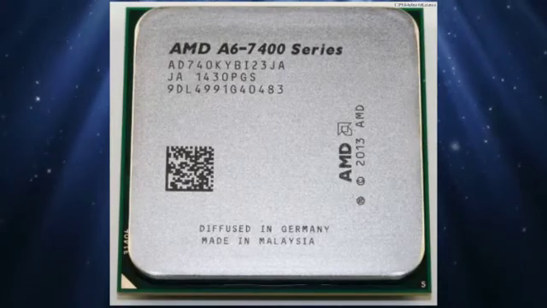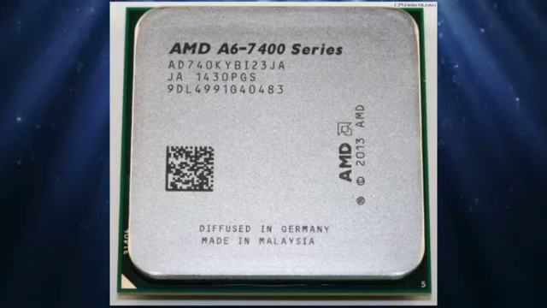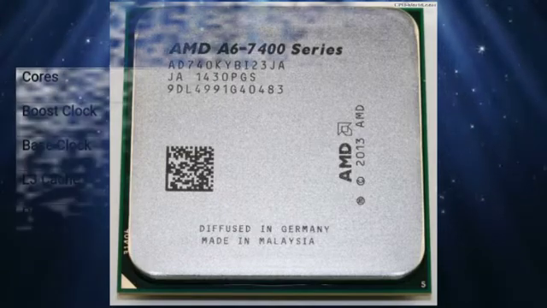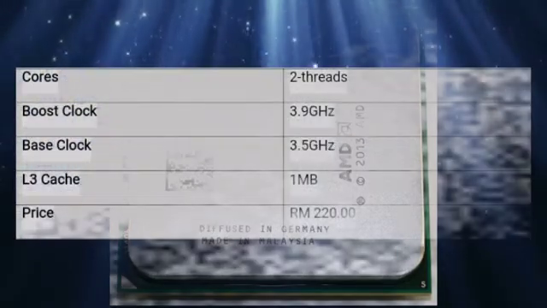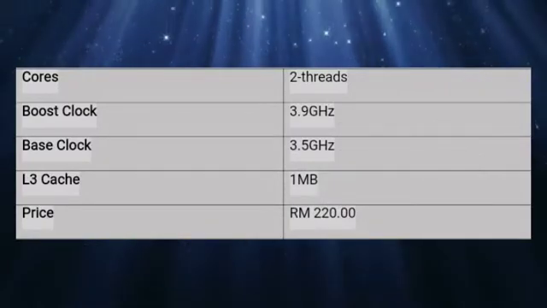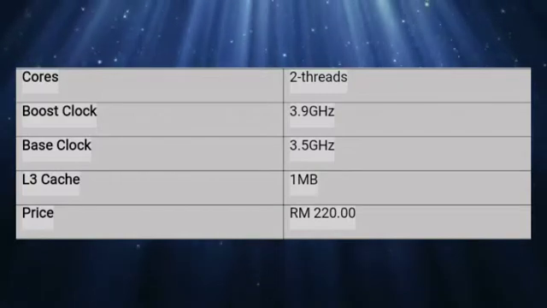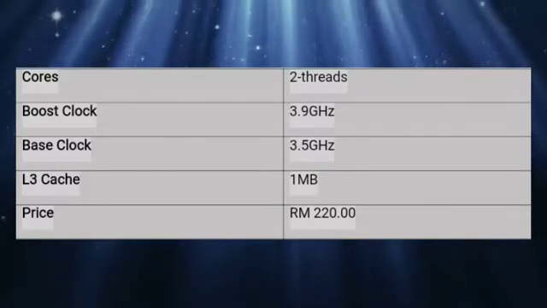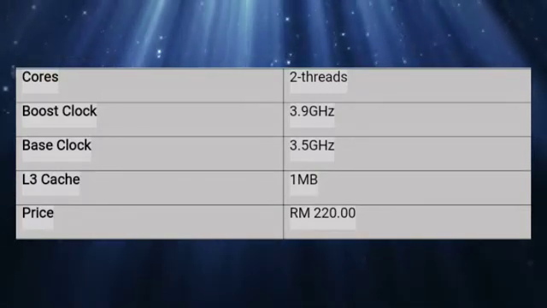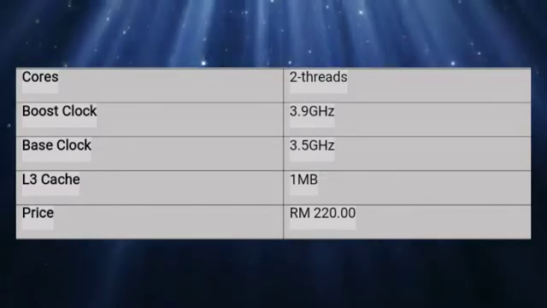Thirdly, for the processor, we choose the AMD A6-7400K processor. The specification: 2 threads, boost clock 3.9 GHz, base clock 3.5 GHz, L3 cache 1 MB, and the price is RM220.